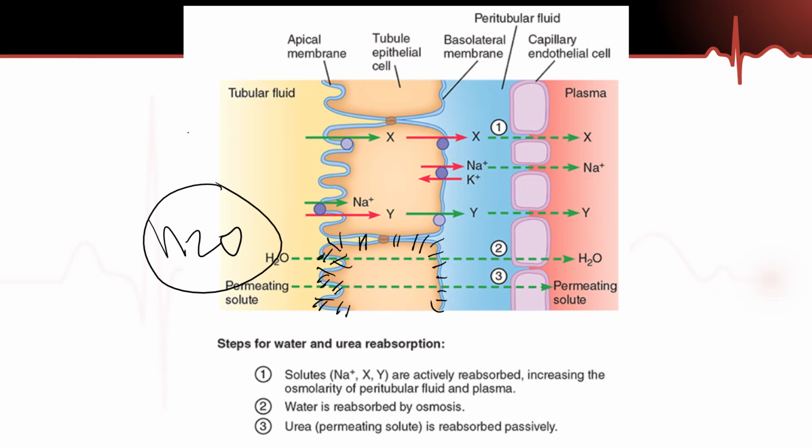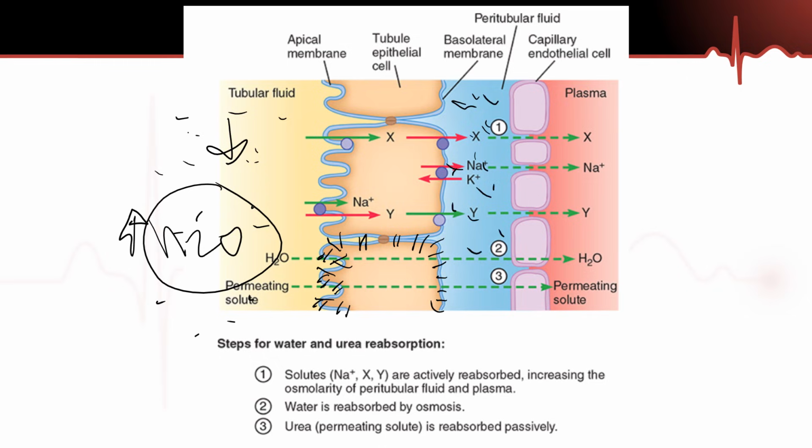So what does that mean? Okay, well, what are we doing to the solute concentration within the plasma that's inside of the proximal convoluted tubule? We're decreasing the solute concentration by removing sodium and actually other ions and molecules that we haven't discussed. So what are we doing to the water concentration? We're increasing it.